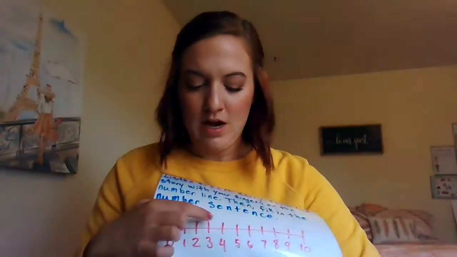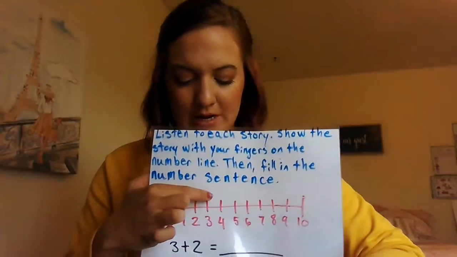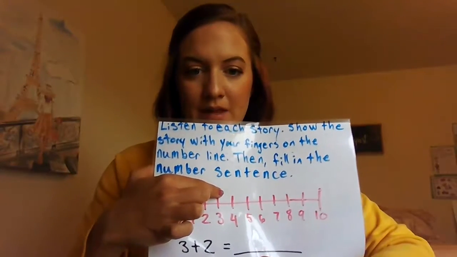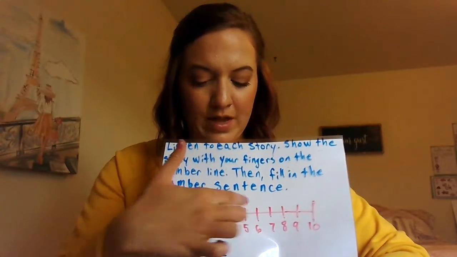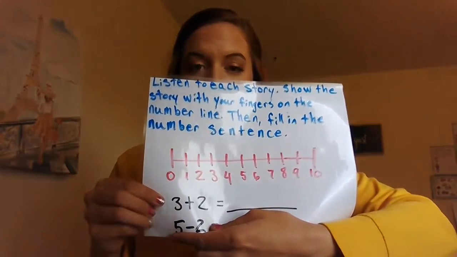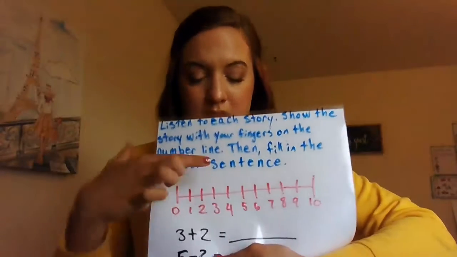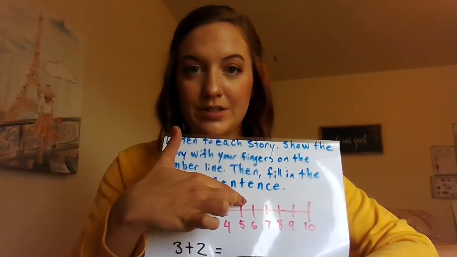So here's the first part of the story. Mia has 3 candies. Avril gives her 2 more. How many candies does Mia have now? So we will go to our number line, and we're going to start on the 3 because that's how many Mia has at the beginning. And then we're going to go 2 spaces more. 1, 2. And then the number sentence that we have to fill out is 3 plus 2 equals, and whatever number you land on, that's your answer. So I'll give you guys a second to do that.